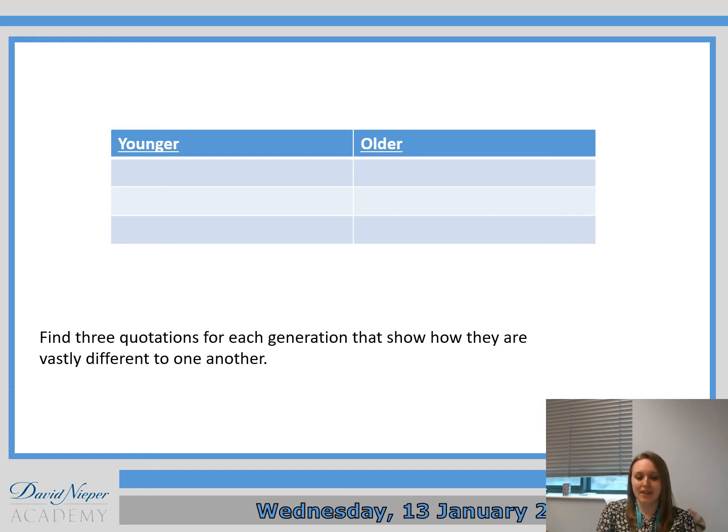We need to be thinking about finding quotes now that show tension between these two generations. So what I would like you to do is find 3 quotations for each generation that show how they are vastly different to one another. So I want 3 quotations that tell us about the younger generation that contrast to the older generation. So one might be, these girls aren't cheap labour, they are people too, for younger generation.